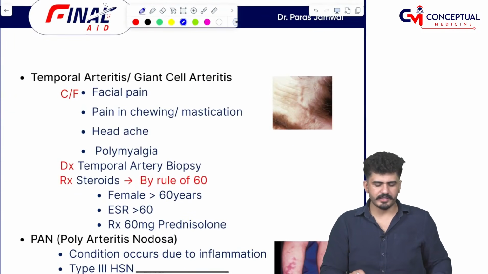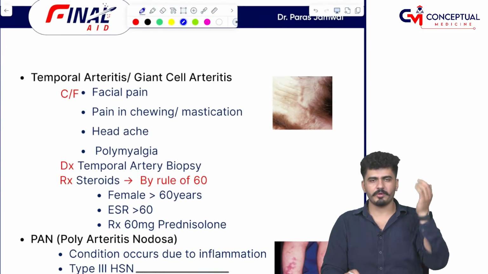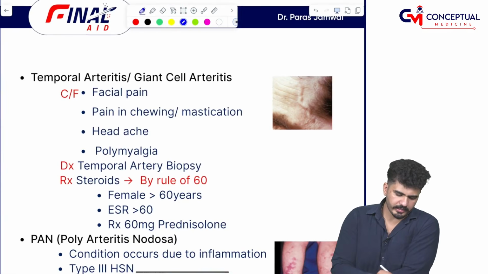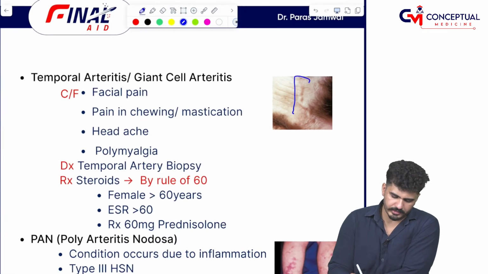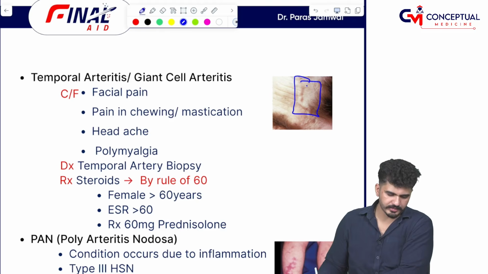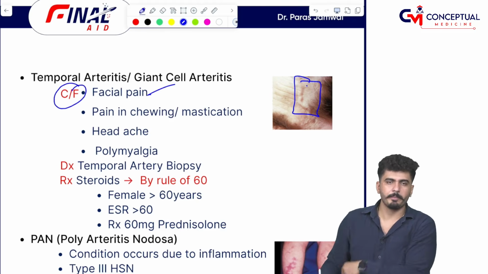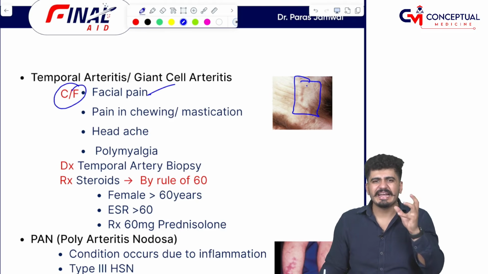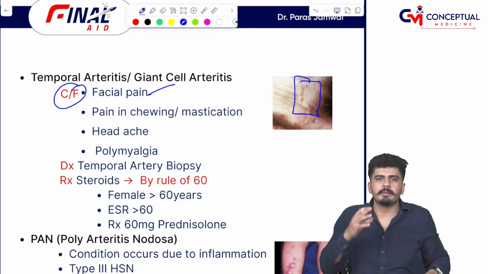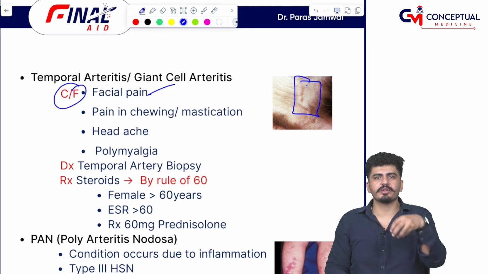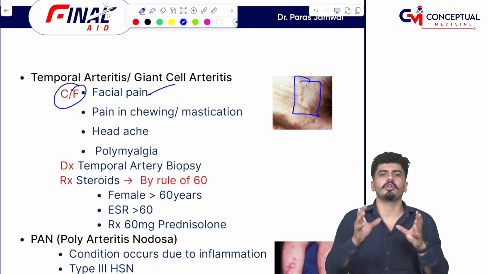Now, temporal arteritis or giant cell arteritis, this is large vessel vasculitis. Clinical feature, here the temporal artery is involved. We are taking biopsy from here, sir. Clinical features: there will be facial pain, pain on chewing, headache, polymyalgia. Temporal artery biopsy is taken, and now the treatment is steroid by the rule of 60.